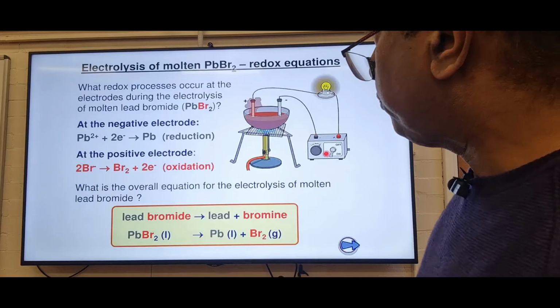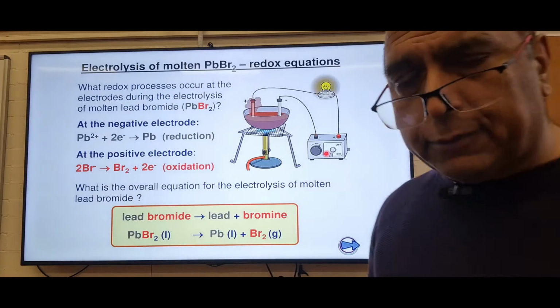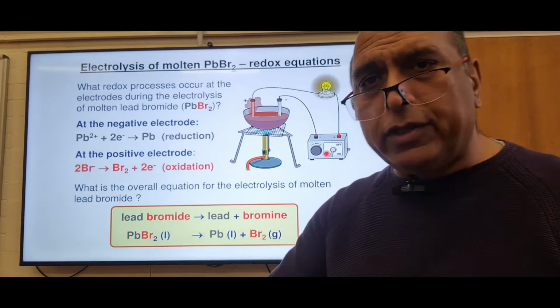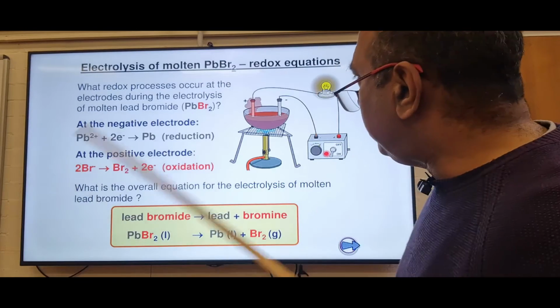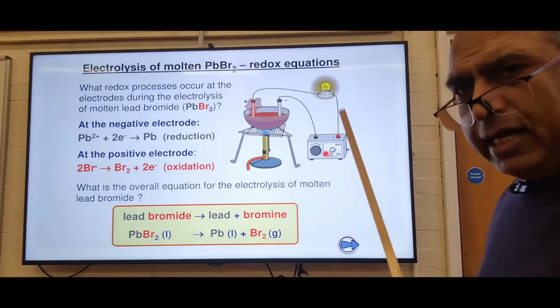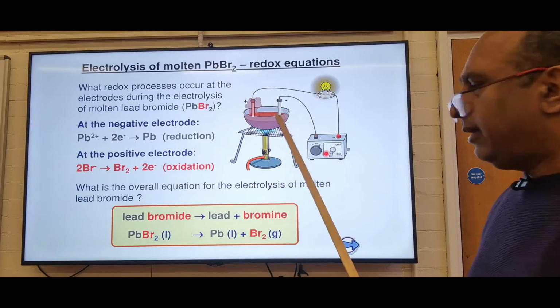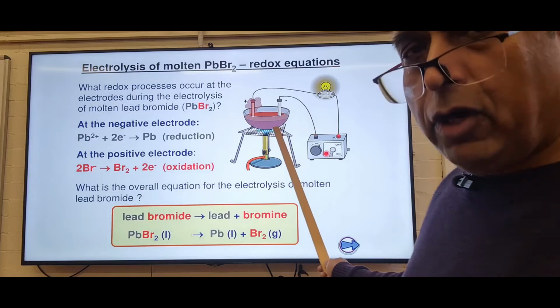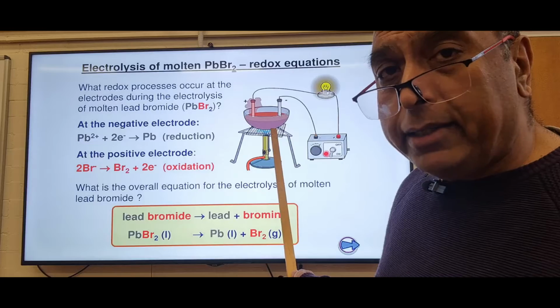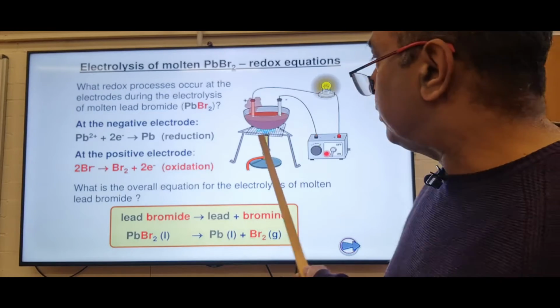First experiment. There are about 4 or 5 experiments within this section that you need to know about. And this is probably the most famous one of all. I've taken a very simple diagram here off the internet. Say you've got lead bromide in there. Lead bromide is ionic. Lead bromide, when it's a solid, does not conduct.